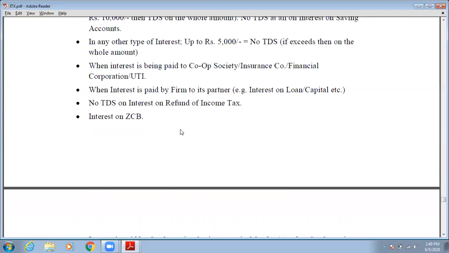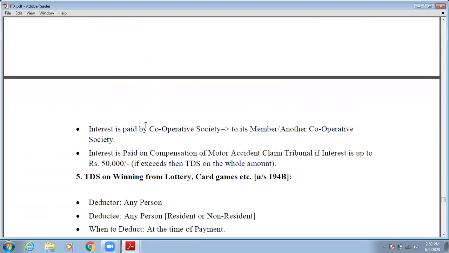Interest on ZCB, that is zero coupon bond. If you are paying any interest on a zero coupon bond, in that case also you are not required to deduct the tax. Interest is paid by a cooperative society to its members or another cooperative society. If any cooperative society pays interest to its member or any member of any other cooperative society, then in that case also on that interest payment you are not required to deduct the tax.